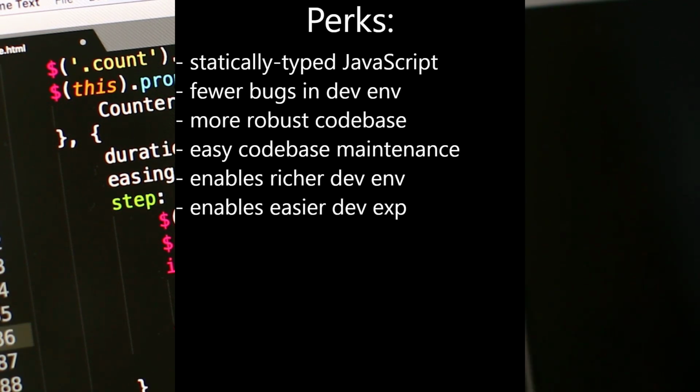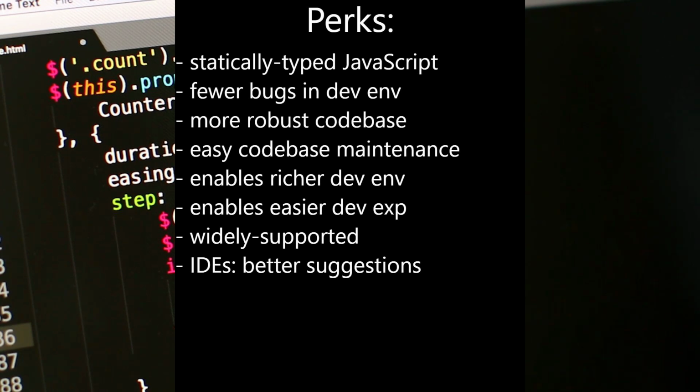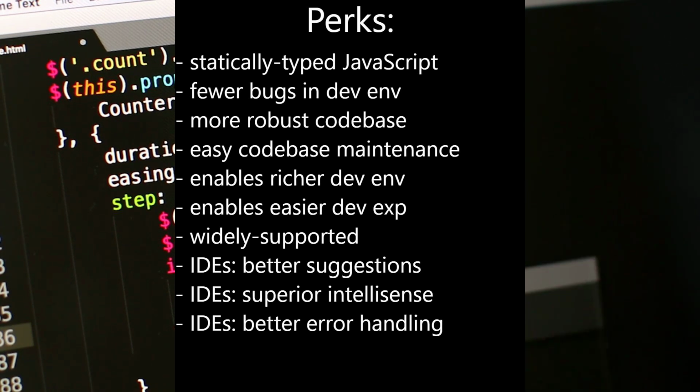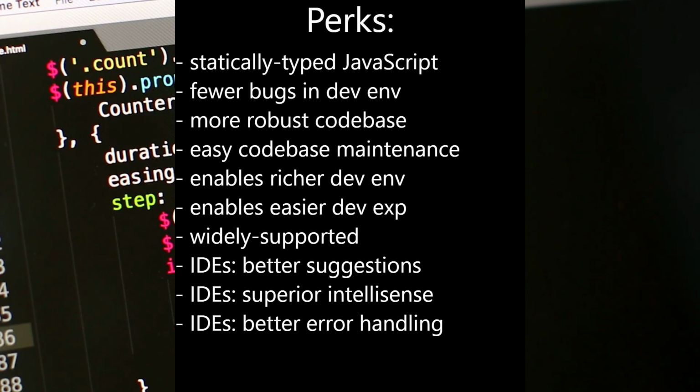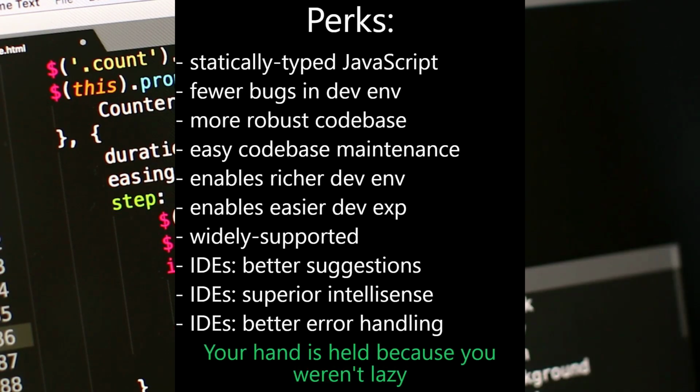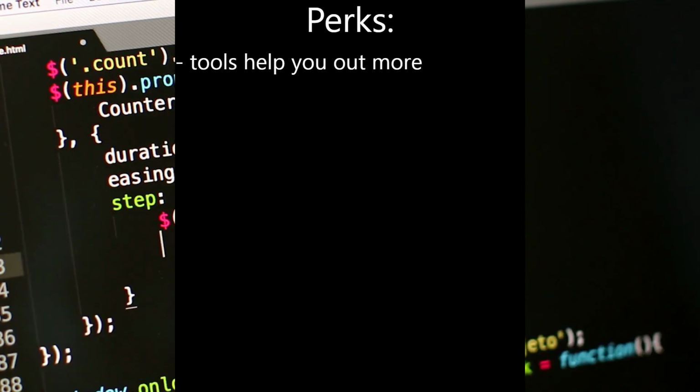IDEs like Sublime and VS Code, especially VS Code, provide better suggestions, more complete IntelliSense, cleaner error checking, as in there's more of them, and help, all because of the additional type information. It helps utilities and tools analyze your code more deeply, leading to a higher code quality.